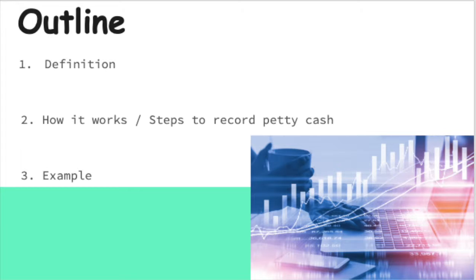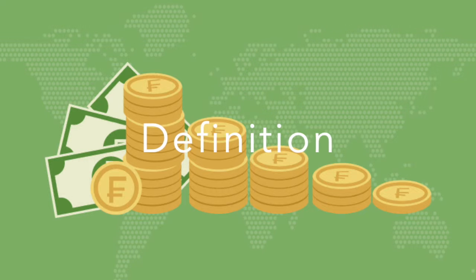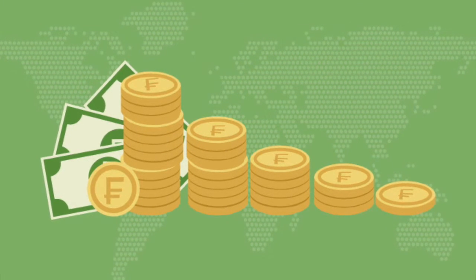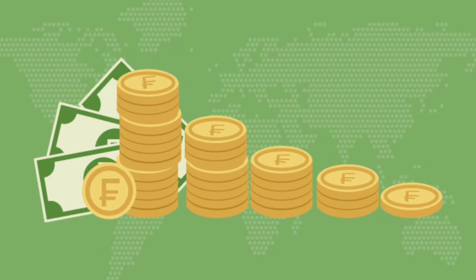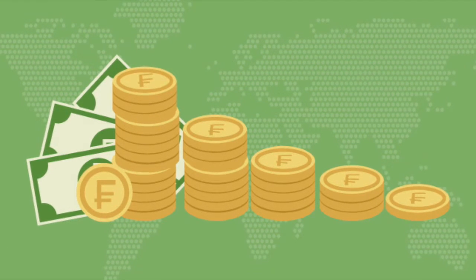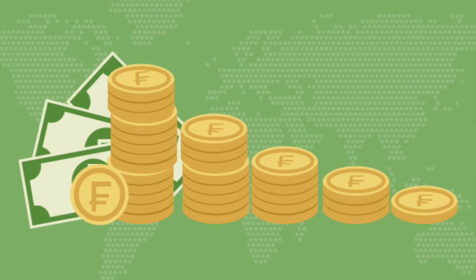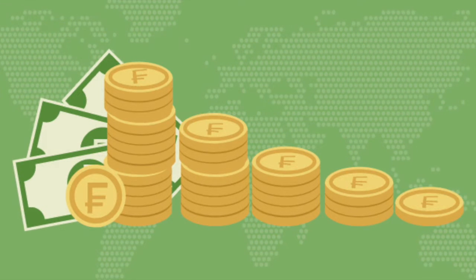So in this video we'll be talking about the definition of petty cash, how it works, steps to record petty cash, and an example. Just starting off with a basic definition, petty cash or petty cash fund is a small amount of money available for paying small expenses without writing a check. Petty cash is also the title of the general ledger current asset account that reports the amount of the company's petty cash. The amount of petty cash may vary from company to company and will be in the range of $30 to $300.